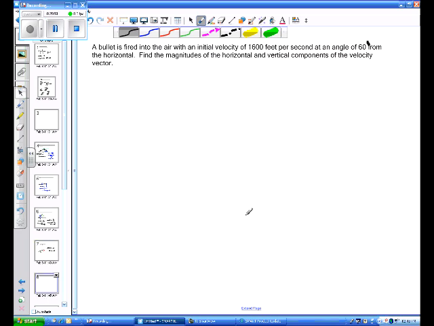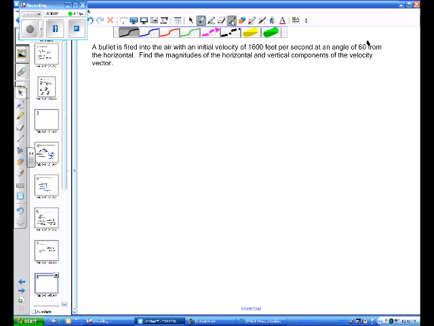Okay, we've got a problem. A bullet is fired into the air with an initial velocity of 1,600 feet per second at an angle of 60 degrees from the horizontal. Find the magnitudes of the horizontal and vertical components of the velocity vector.